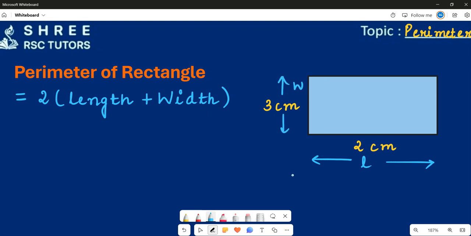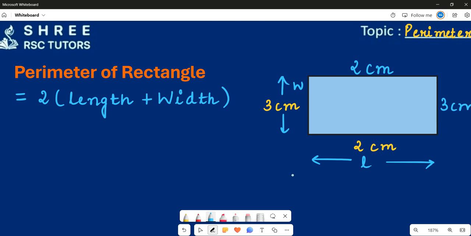And you must also know that the opposite sides of a rectangle are equal. That means if this length is 2 centimeter here, then the opposite side will also be 2 centimeter. Then the opposite of this 3 centimeter will also be here. So opposite sides are equal.